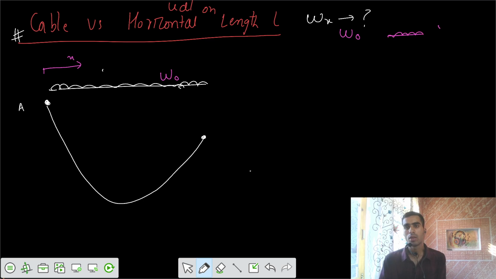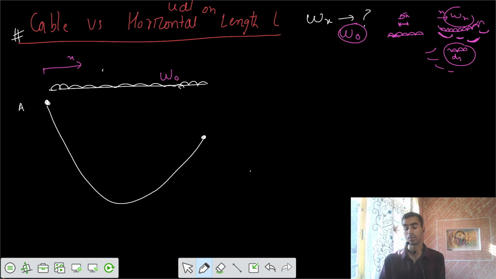But in the previous problem, it was along the length of the cable. We said along each ds it was the same UDL, but along the horizontal it was varying, because that segment was varying. You take any segment, it would have been any shape. But in this one, we take any strip that is always horizontal. You go to some x, take some dx, and for that you have intensity of W naught.